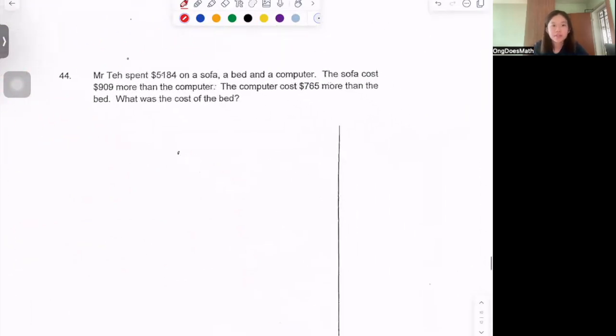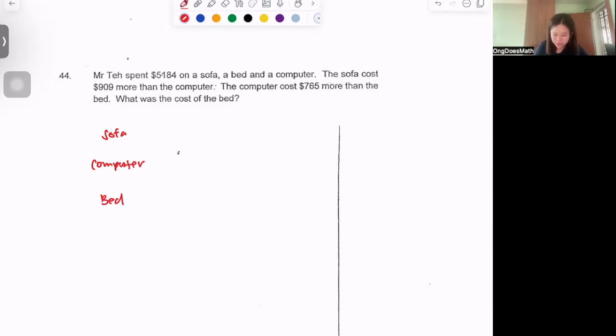Question 44. Mr. Tay spent 5184 on a sofa, a bed, and a computer. The sofa costs 909 more than the computer, and the computer costs 765 more than the bed. They ask what was the cost of the bed. For this question, you have to draw a model. So we have a sofa, a computer, and a bed.